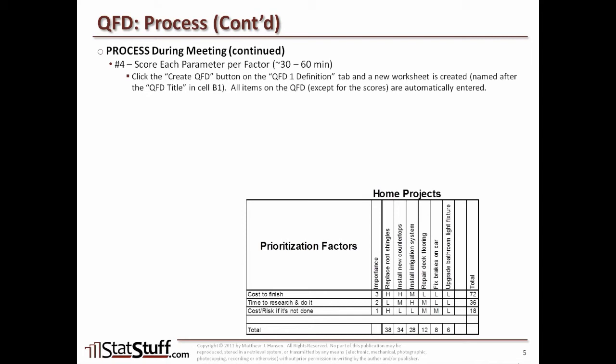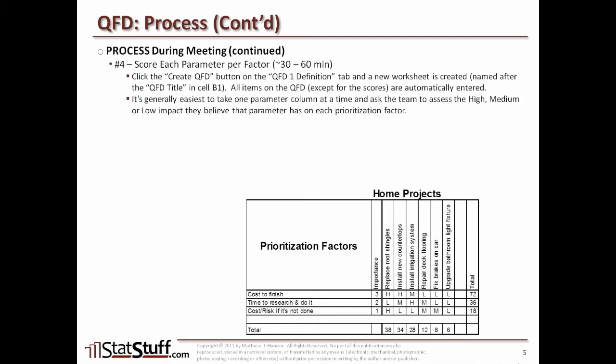So the goal of this exercise and working with your team at this particular step is to populate the H, L, and M values in these cells. Basically we're going to take each of these items and have the team discuss the level of impact that each prioritization factor has on the parameters. Now that sounds a little bit confusing, so let me explain it a little further, maybe using an example.